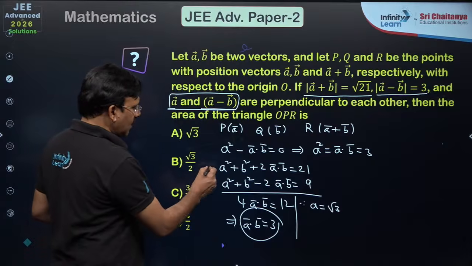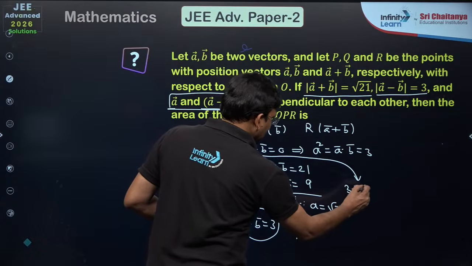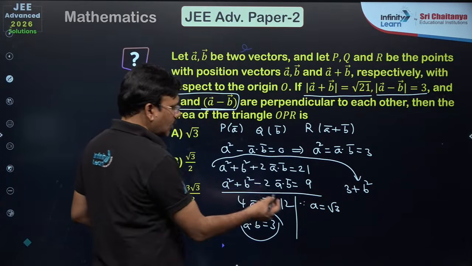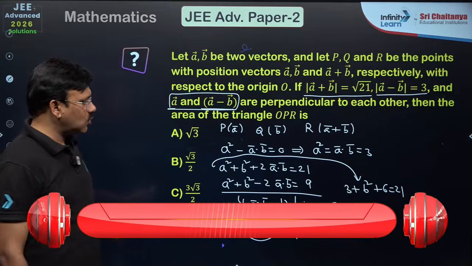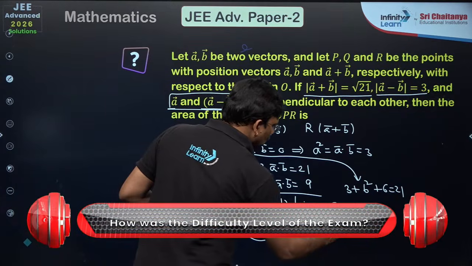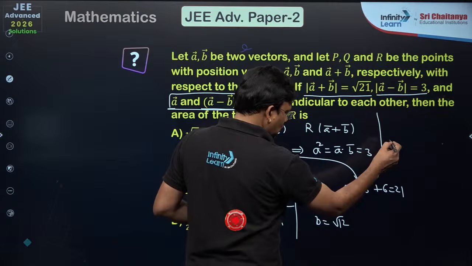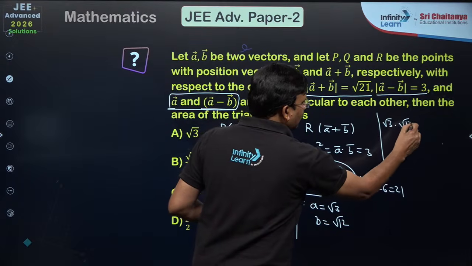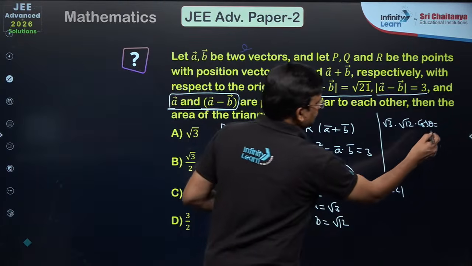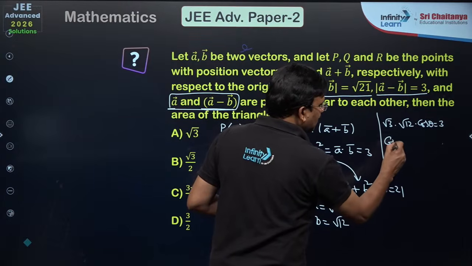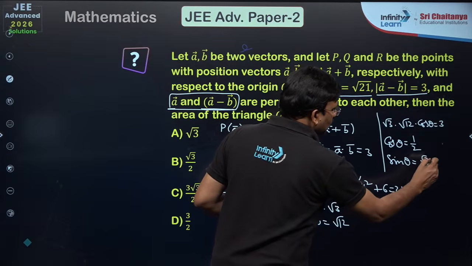Not only that, if you take this particular equation again and substitute A square as 3 and A dot B as 3, plus 6 is equal to 21, so B square is going to be 12, so B must be root 12. Since A dot B is equal to 3, it means that magnitude of A into magnitude of B into cos of the angle between them is 3, and hence cos theta is going to be 1 by 2, so sin theta is going to be root 3 by 2.